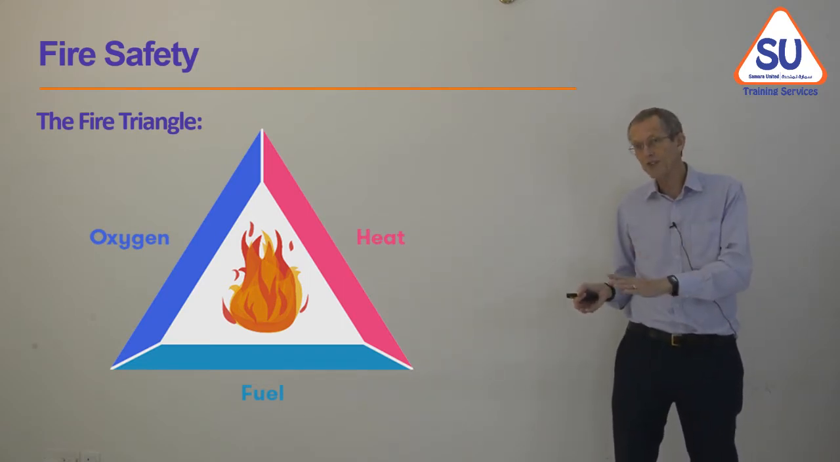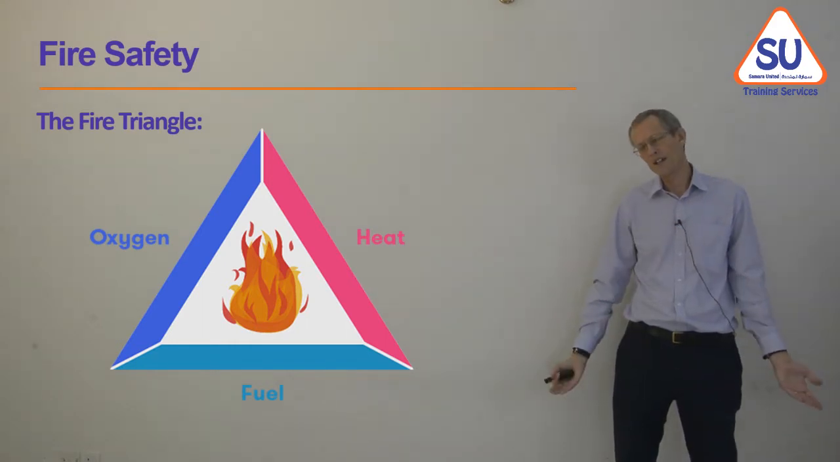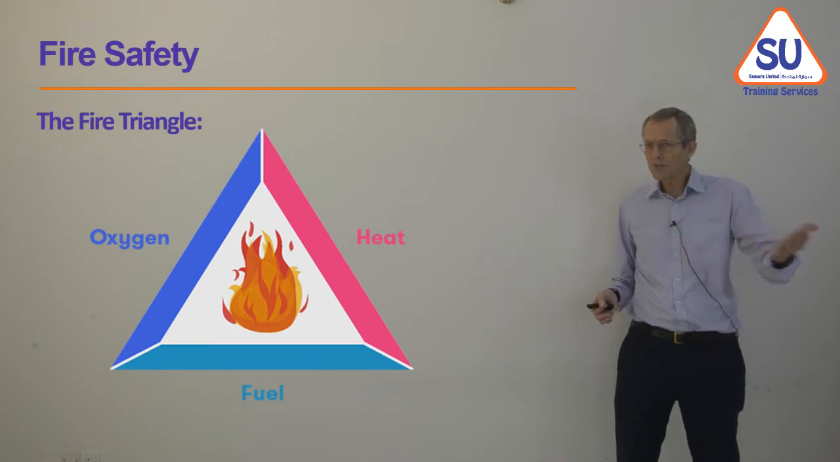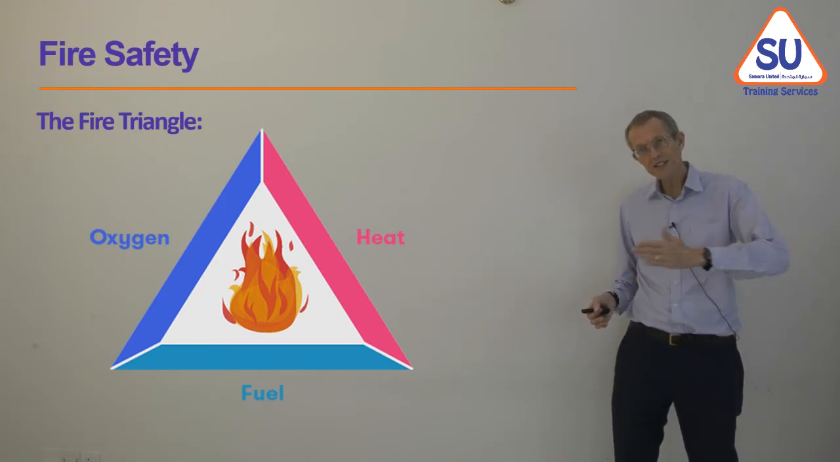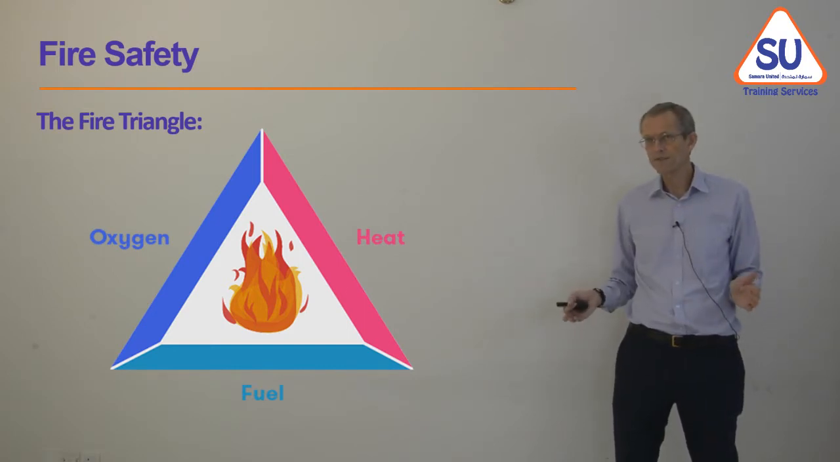Now suppose I get the fire going, my barbecue is going nicely, but I finish cooking, I want to put it out. There's three ways I can put it out. I can remove the fuel, so I can just let the fuel burn until it's gone and the fire goes out. Or I can remove the oxygen by covering the barbecue with sand. I smother the fire with sand, no oxygen with the fuel, the fire goes out.